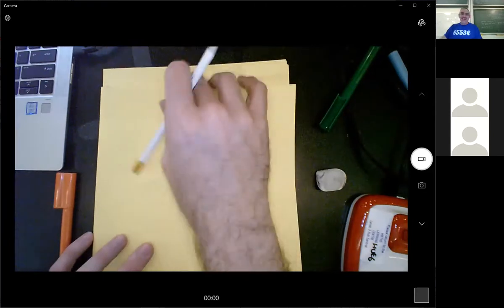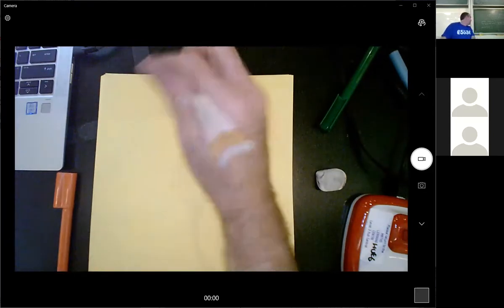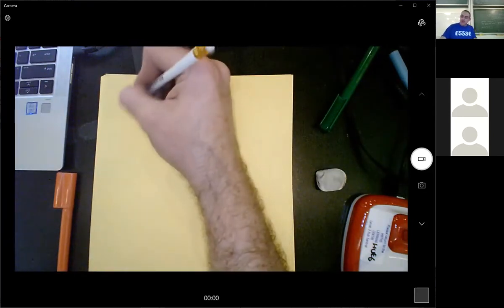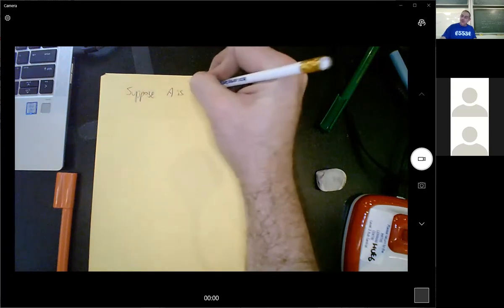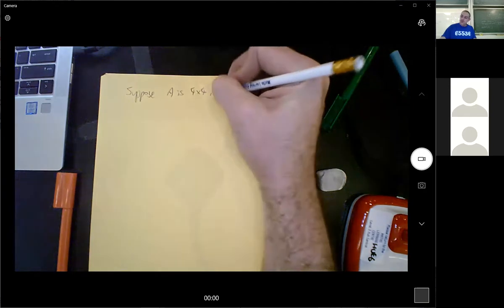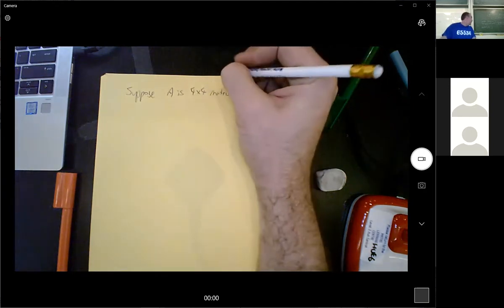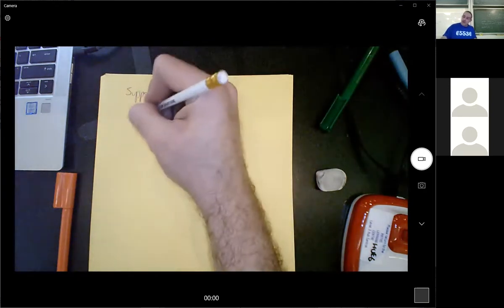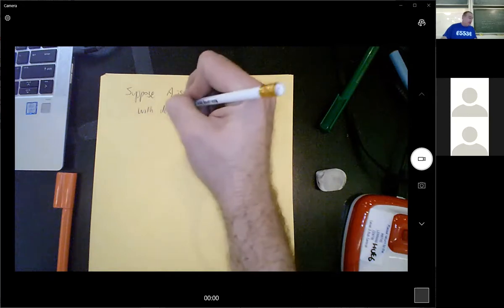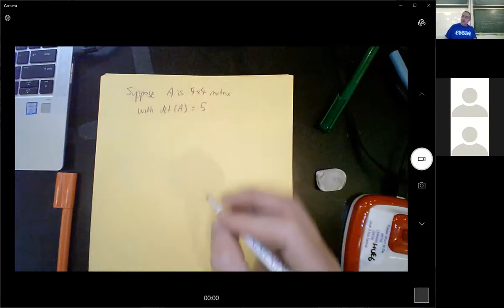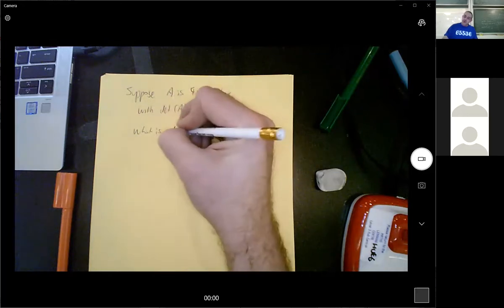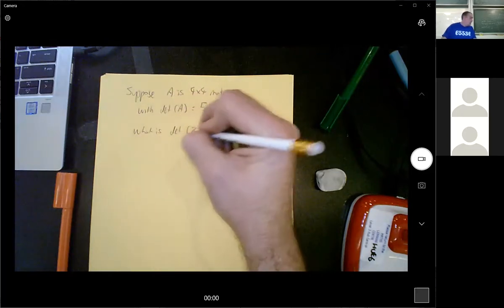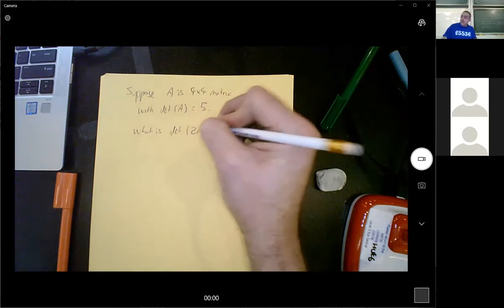Let me write down the problem now. Yes, I'm very excited. So the problem on the board is, suppose A is a 4 by 4 matrix with the determinant of A being 5. Then what is the determinant of 2A inverse?